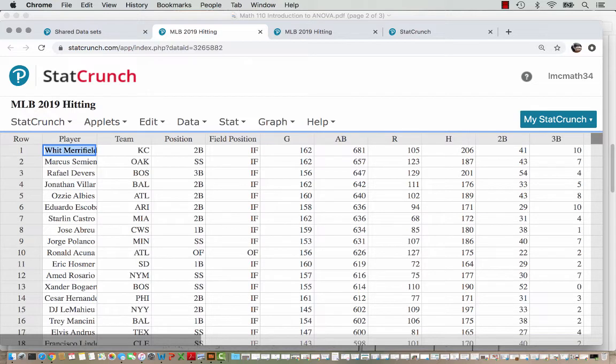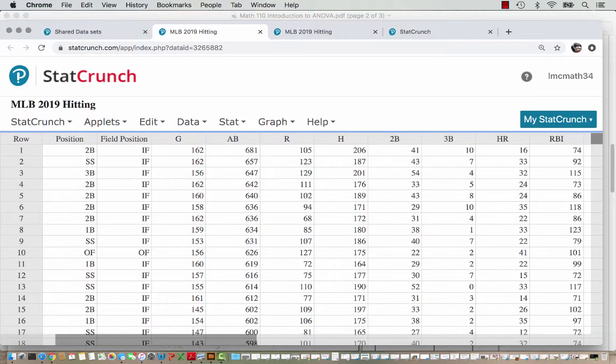And then we've got G, which is the games that they played in. So it looks like these first two players played in all of the games all season. R is the runs, H is the hit. 2B is if they got a double, 3B is if they got a triple, so those are less common.